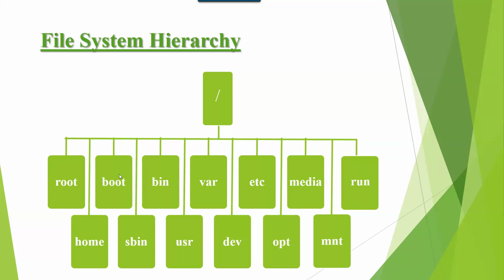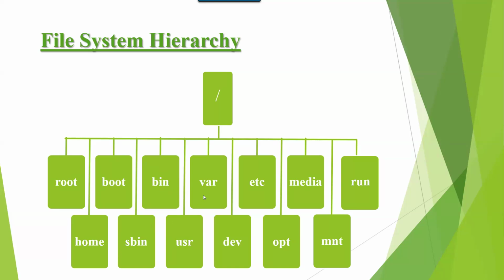Boot contains bootable files and kernel up to version 6. SBin contains super user commands, the commands which can be executed by super user. Those commands are stored under SBin. Bin contains normal user commands, the commands which can be executed by a normal user. Those commands are stored under bin. USR contains default applications, applications which come along with the operating system. Those applications are stored under USR.